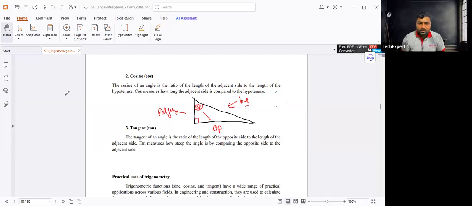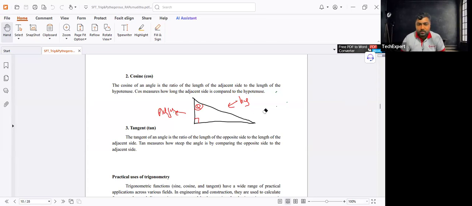This is the angle of ratio when adjacent and the hypotenuse are compared. This is the angle of ratio when hypotenuse and the adjacent are compared.